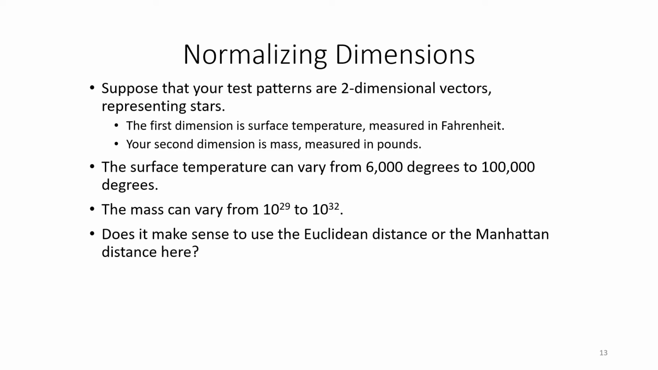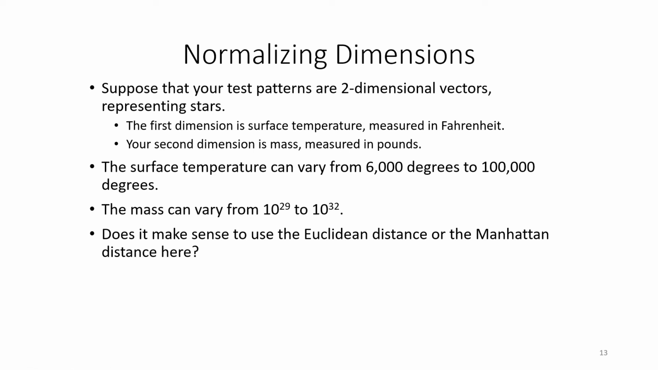Normalizing dimensions. This is very important. Okay, suppose that your test patterns are two-dimensional vectors representing stars. Your first dimension is surface temperature measured in Fahrenheit. Your second dimension is mass measured in pounds. Now the surface temperature can vary from 6,000 degrees to 100,000 degrees, and the mass can vary from 10 raised to 29 to 10 raised to 32. Over here, the maximum value that a surface temperature can get is not even near the minimum value that mass has for a particular testing data.